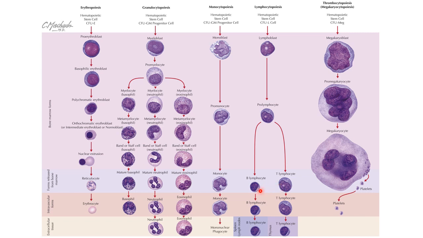These two cells actually come from the same progenitor, which is your prolymphocyte, but their further stages of development occur in different tissues. For example, for B lymphocytes to become mature, they have to go from the bone marrow and find their way into the spleen or the lymph node. And in the spleen or the lymph node, that is where they will mature.